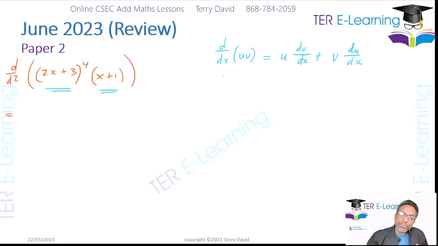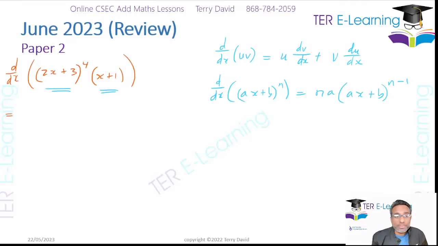Another rule that I'm going to use here is that if I have to differentiate something that looks like this, d on dx, ax plus b to the power n, I'm going to get n a, open brackets, ax plus b to the power n minus 1. Hopefully you all have seen this formula before, right? But that's something that you need to know for the exam.